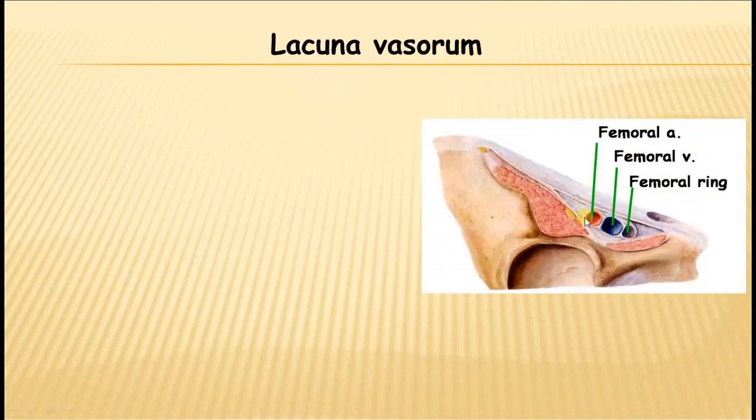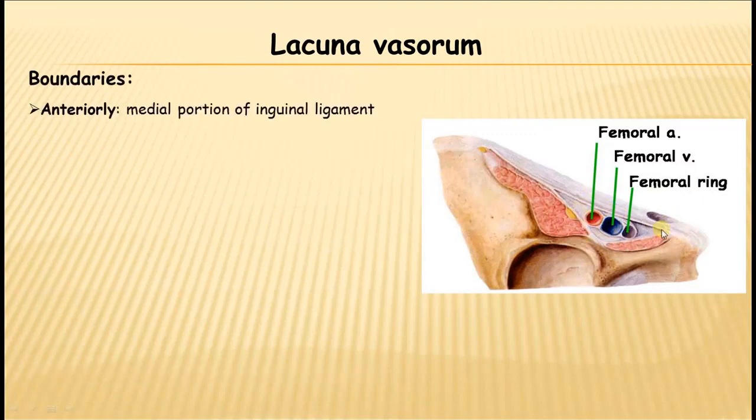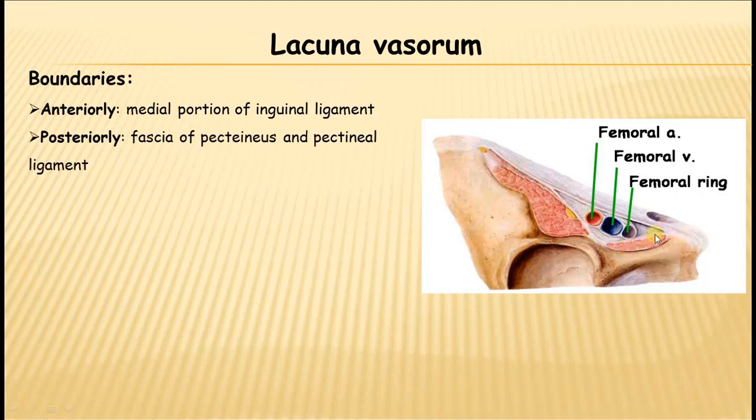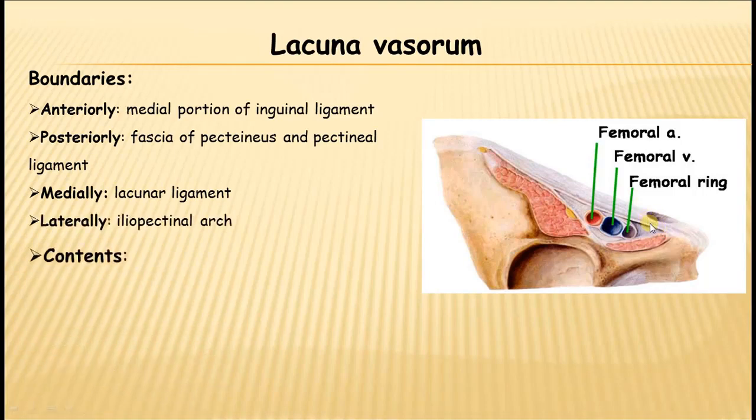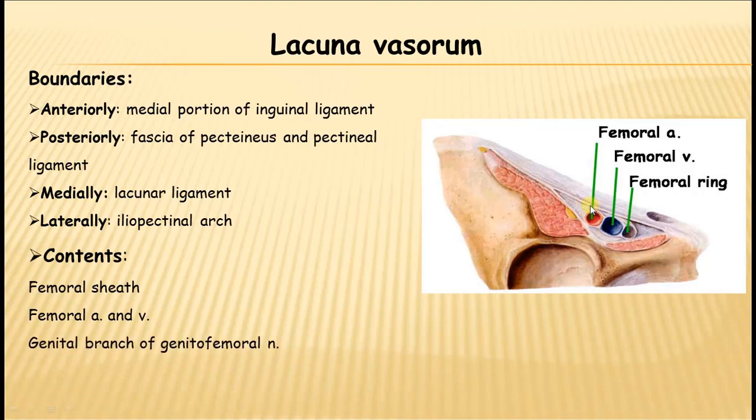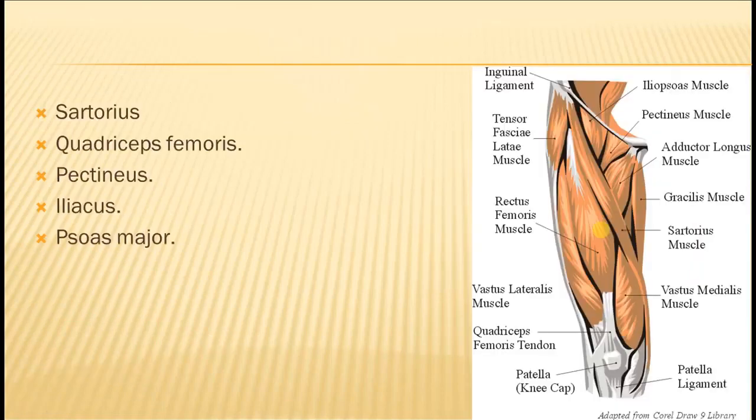The medial part of the gap is called the lacuna vasculorum. The boundaries are the anteromedial part of the inguinal ligament, and posteriorly the fascia covering the pectineus muscle and the pectineal ligament. Medially, you have one more ligament, the lacunar ligament, and laterally the iliopectineal arch. The contents are the femoral sheath, which encloses the femoral artery and vein, and medially the femoral ring and a small nerve, the genital branch of the genitofemoral nerve. So the femoral vessels are transmitted through the lacuna vasculorum, enclosed in a sheath called the femoral sheath. The femoral sheath and femoral triangle are a separate and very important topic which we will discuss in a separate lecture. Apart from that, some lymphatics also travel through.